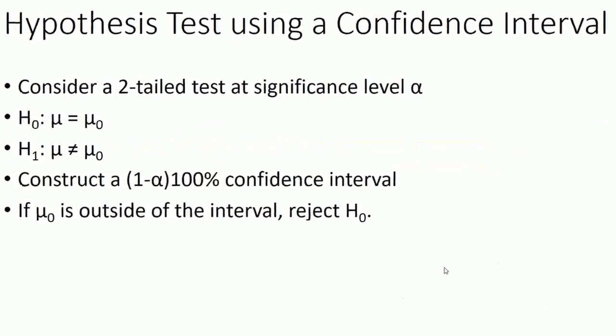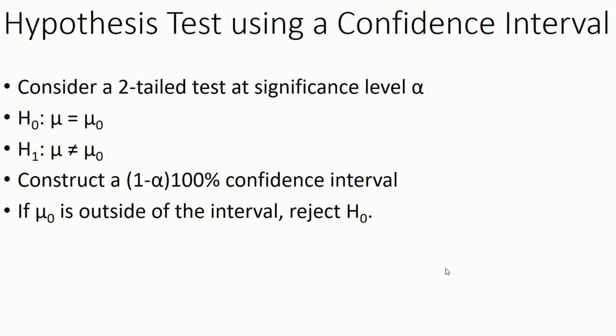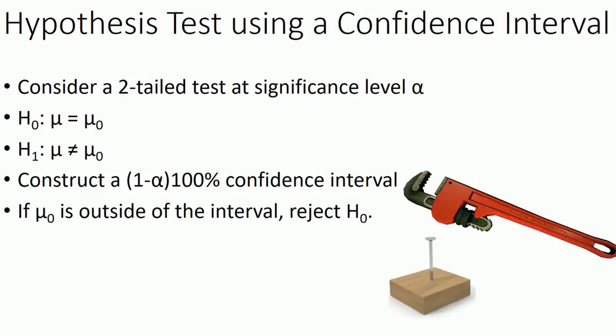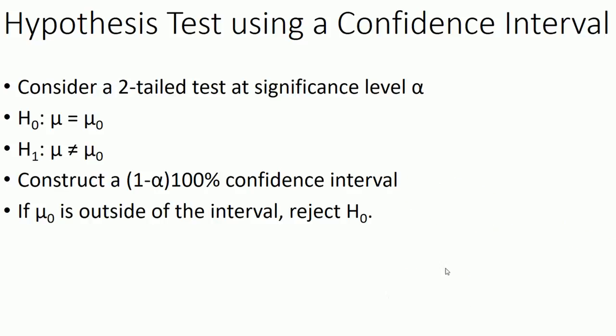Okay? Now, there's something else that you'll see in the homework. It is trying to make a decision using a confidence interval. What I like to say is it's a little bit like hammering in nails using a monkey wrench. It will work, but that's not what a monkey wrench is designed for. So you can make a hypothesis test using a confidence interval work in the situation where you're doing a two-tailed test, and you have a significance level.